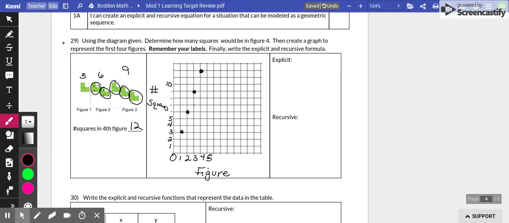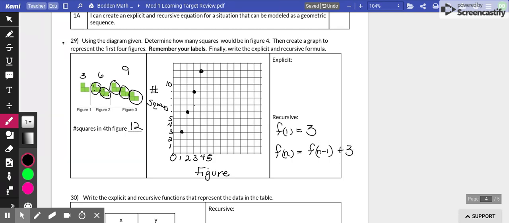All right, so is this geometric or arithmetic? I see that it's linear. I see that I am increasing by 3 every time, so I'm going to go with arithmetic. All right, so I like to start with the recursive formula. I know my first term, in the first figure, I've got 3 boxes. Then, to find any term in the sequence, I take the previous term and I'm going to add 3.